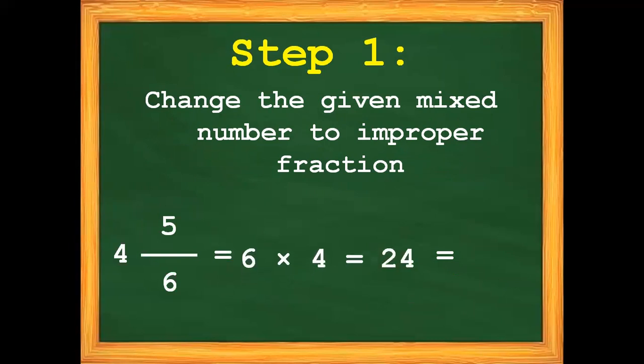So first, multiply the denominator and the whole number. So 6 times 4 will give us 24. Add 24 to the numerator. So 24 plus 5 is equal to 29. So the improper fraction for 4 and 5/6 is 29 over 6.